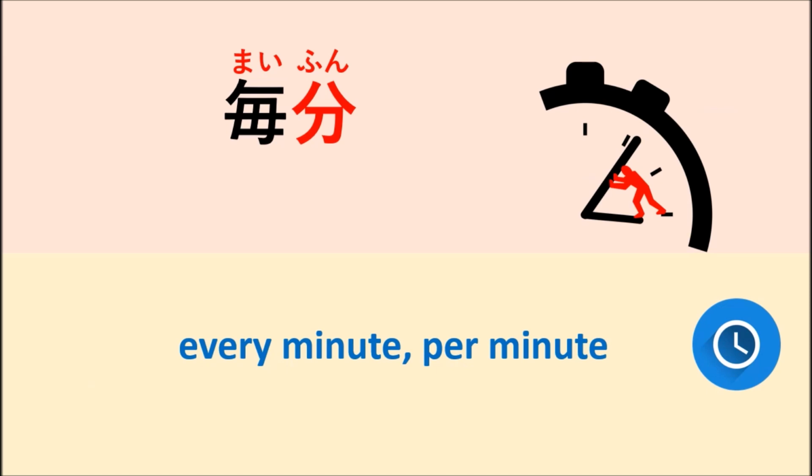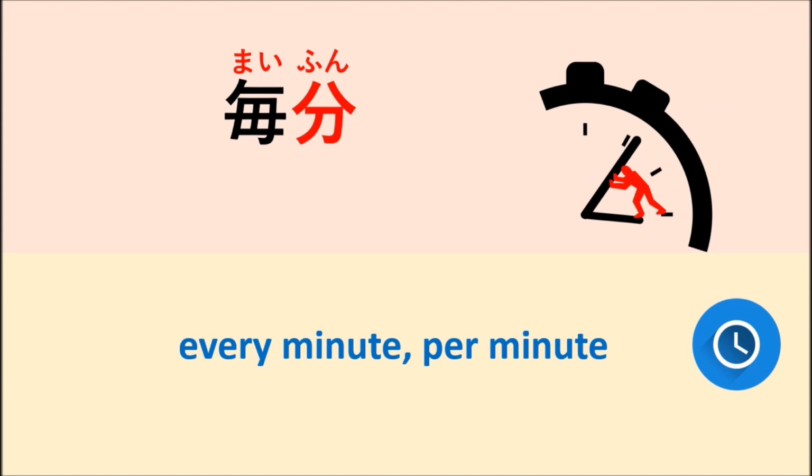毎分 means every minute or per minute. The first kanji 毎 means every. For example, you can say 毎日, right? 毎日 means every day. 毎月, every month, right? So here we use it with the kanji of minute. The kanji of minute is 分. The kanji 分 means minute.